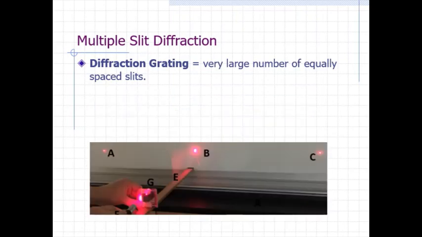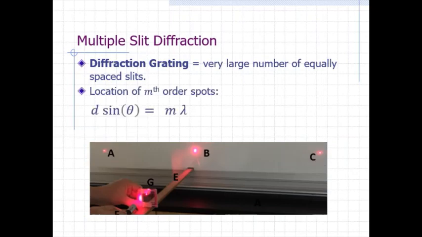Here, light from a red laser pointer is passed through a diffraction grating, and the zero order spot, labeled B, and first order spots, labeled A and C, can be seen on the whiteboard. The locations of the mth order spots relative to the zero order spot are given by the same equation we got for the two slit experiment: d times sine theta equals m times lambda. Here, lowercase d is the distance between adjacent lines.